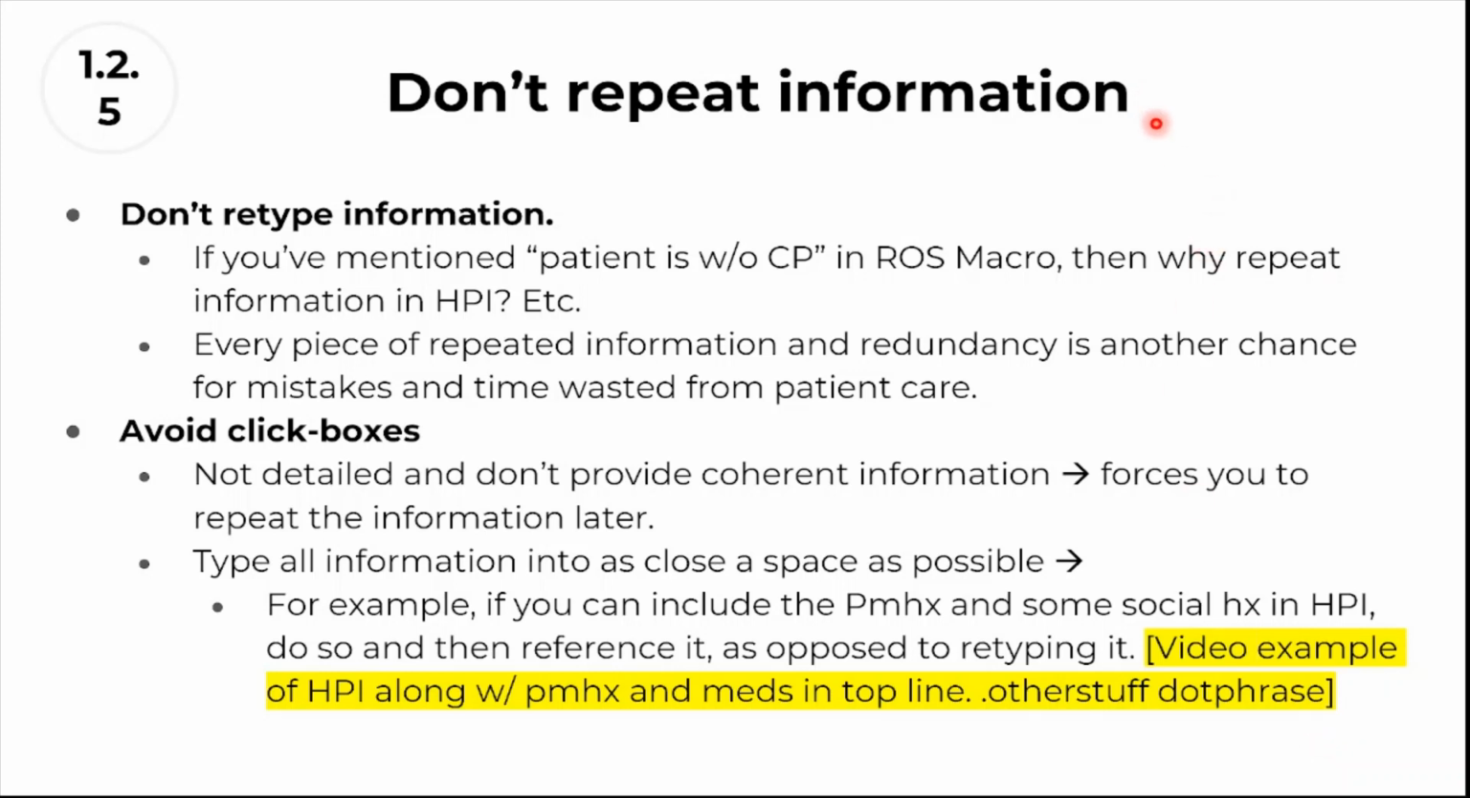Another mental framework of fast documentation is don't repeat information. So don't retype information. If you've mentioned a patient who does not have chest pain in the review of systems macro, then why repeat the information in the HPI? So oftentimes we'll say, patient presents with chest pain, it's been radiating and is pleuritic. No shortness of breath. And then we'll say no cough, no abdominal pain, no nausea, no fevers. And we'll go back into the review of systems, which already has those listed out, and we will re-click those following things.